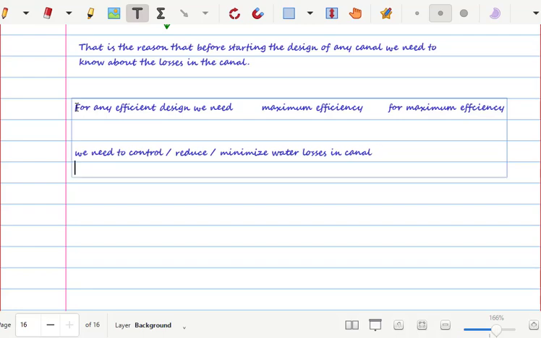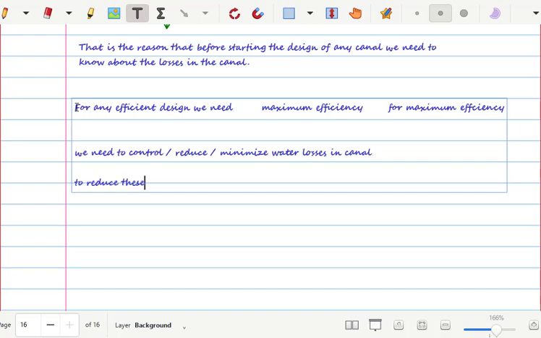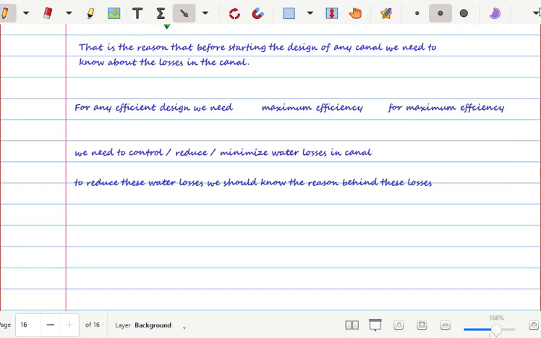So how can we reduce these losses? To reduce these water losses, we should know the reason behind these losses. Got it? So this is what we are going to discuss in our today's video.